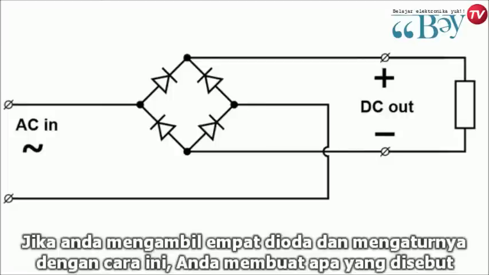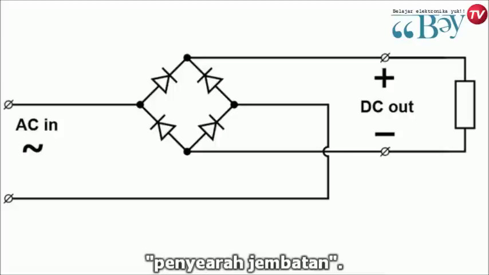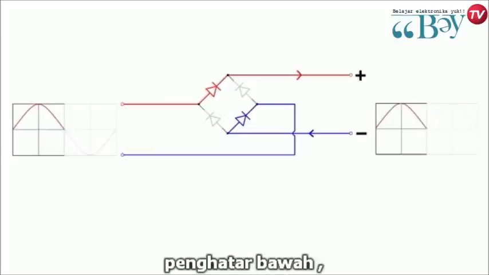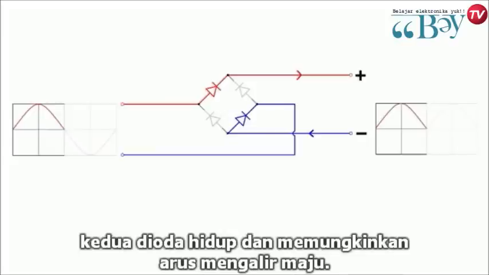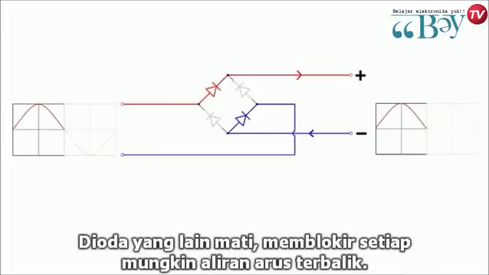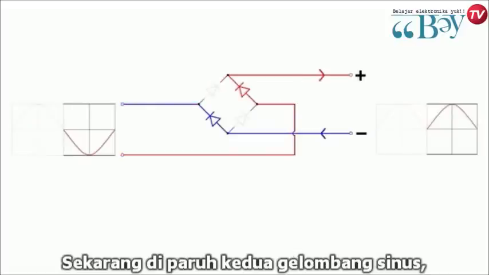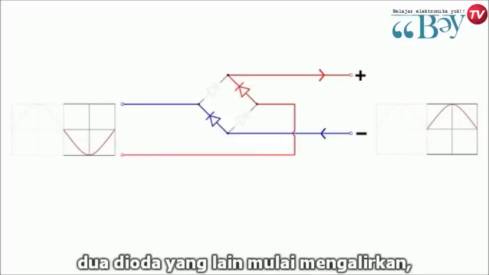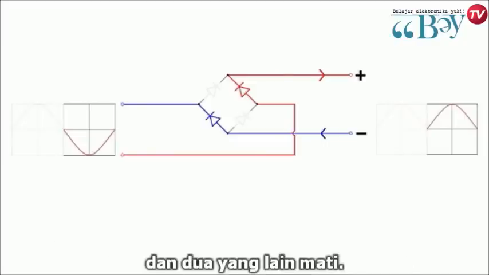So take a look at this cool trick. If you take 4 diodes and arrange them in this way, you form what is called a bridge rectifier. It works like this. In the first half of the sine wave, where the top wire is more positive than the bottom wire, these 2 diodes turn on and allow current to flow forward. The other diodes stay off, blocking any possible reverse flow of the current. Now in the second half of the sine wave, where the top wire is negative with respect to the bottom wire, the other 2 diodes start conducting, and the other 2 turn off.